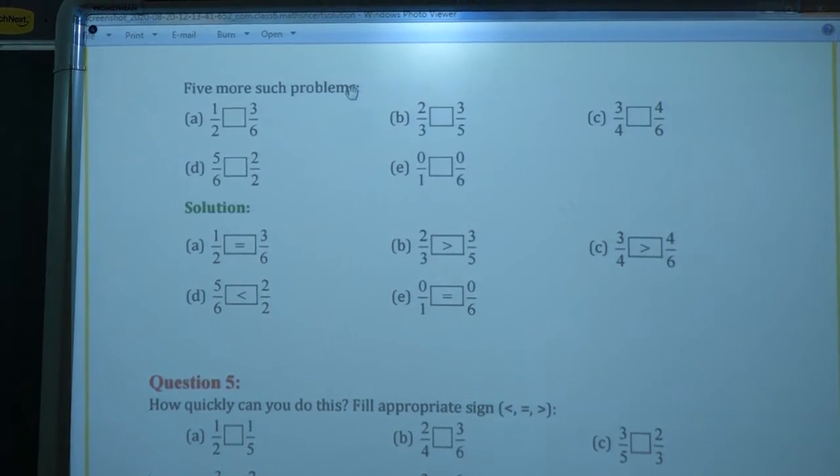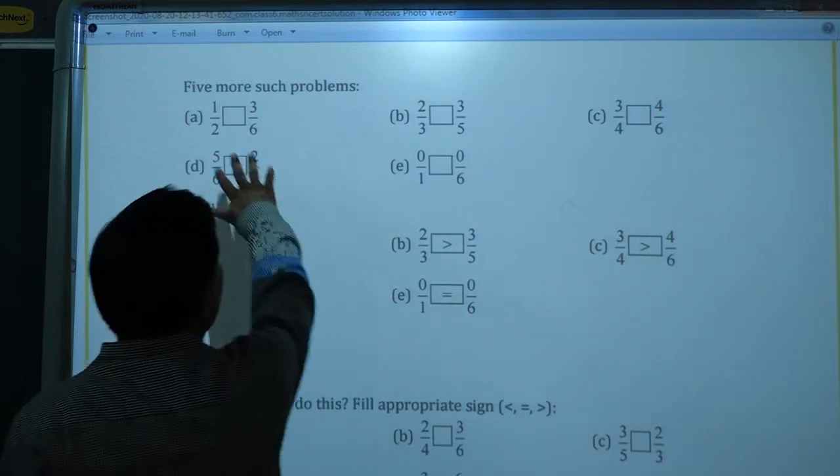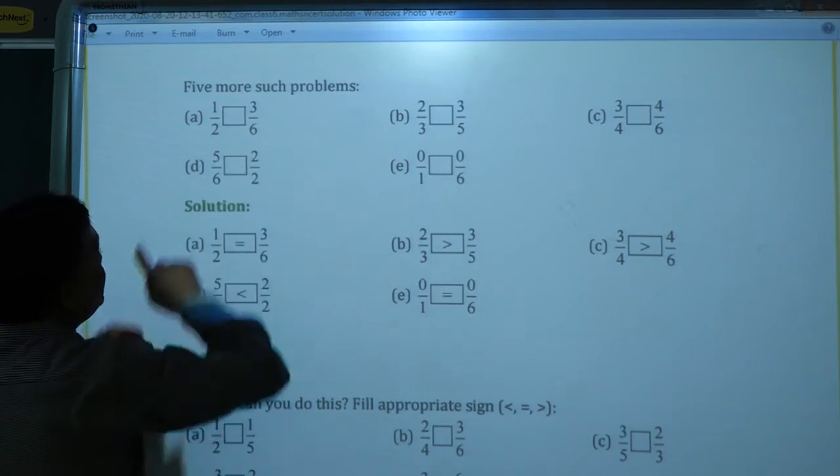Now 5 more such problems. Here they made 5 more, 1 upon 2, 3 upon 6. So you can make any questions. So here I did some questions. 5 more, 1 upon 2, 3 upon 6. Which one is the greater?